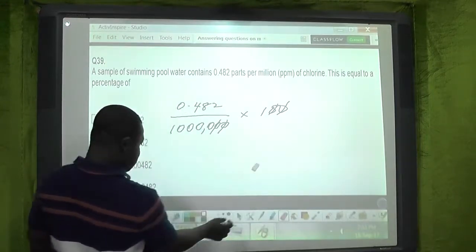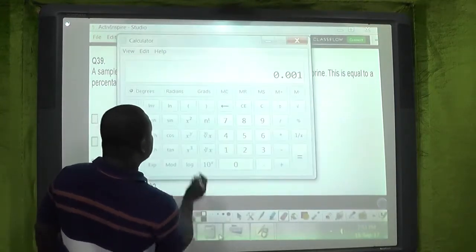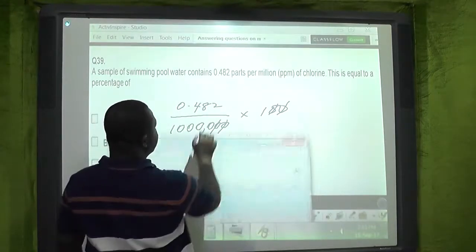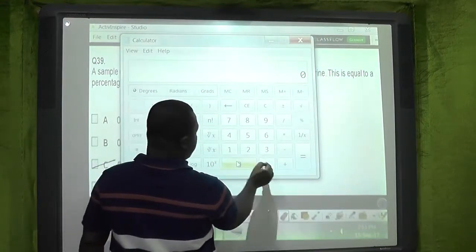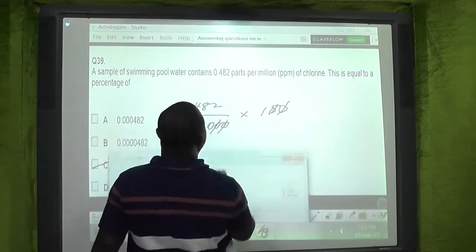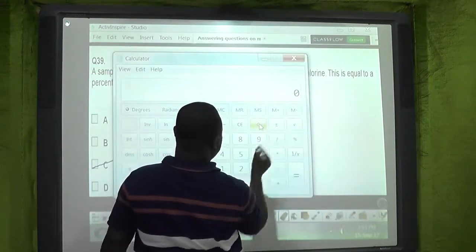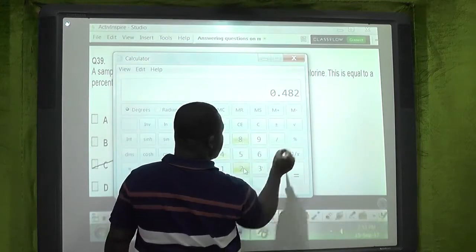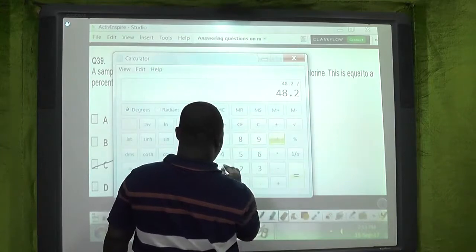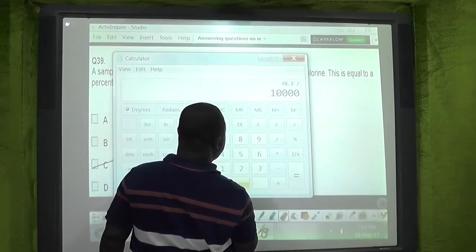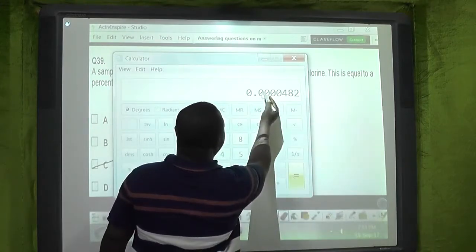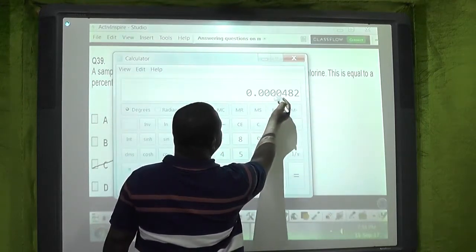Now I'm using this shortcut. Let me use the calculator. I'm getting a different answer from the answer I got before. 0.48 divided by 1 million times 100. 0.48 multiplied by 100. 0.482 multiplied by 100 equals, divide by 1, 1, 2, 3, 4, 5, 6, equals 1, 2, 3, 4, 5. 1, 2, 3, 4, 4.